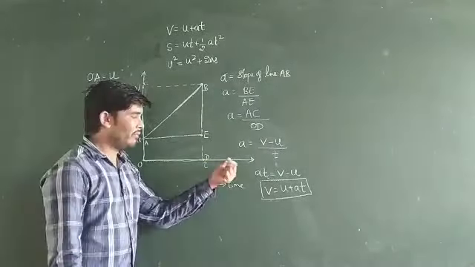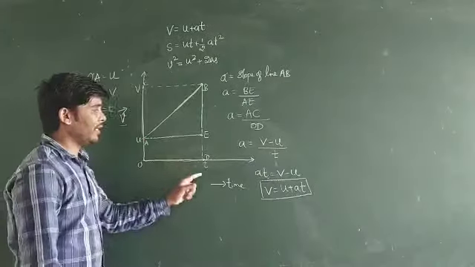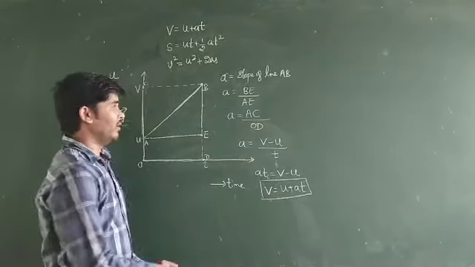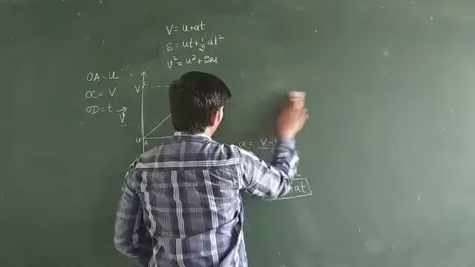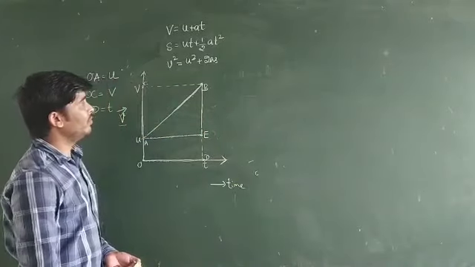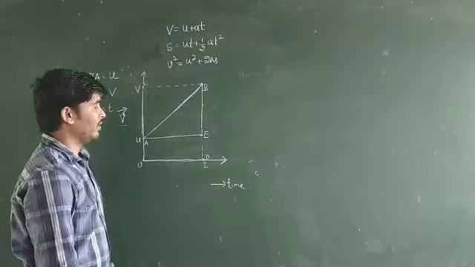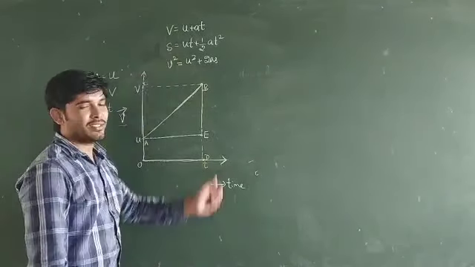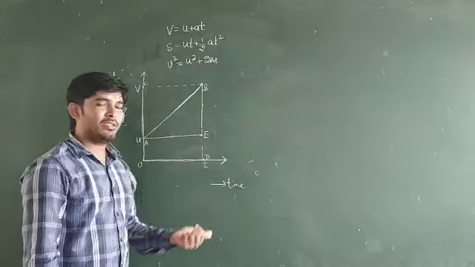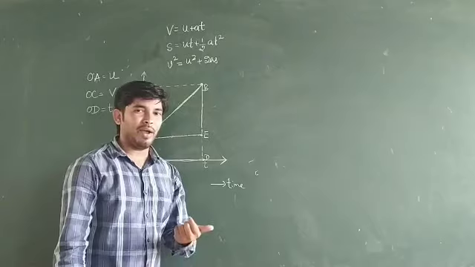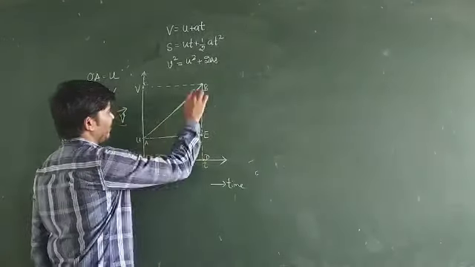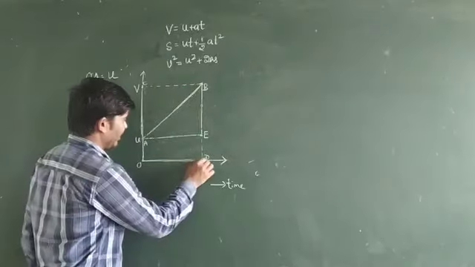So by doing like this, we can get the first equation of motion. Now we have derived the first equation of motion by using the velocity time graph, that is V is equal to U plus AT. Now let us derive the second equation of motion, that is S is equal to ut plus half AT square. You know already what S means: S is the distance traveled by the body. In a velocity time graph, the distance traveled by the body can be found by calculating the area enclosed between the velocity time graph and the time axis.